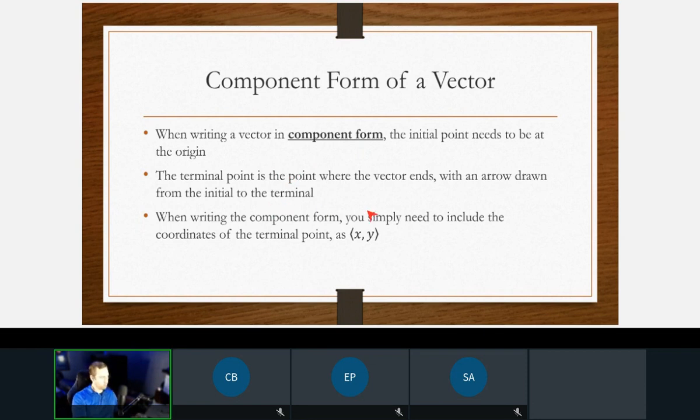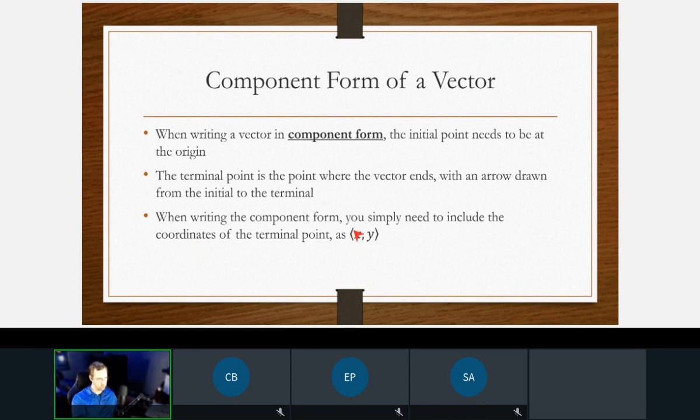All right, the terminal point is the point where the vector ends, with an arrow drawn from the initial point to the terminal point. When writing the component form, you simply need to include the coordinates of the terminal point.